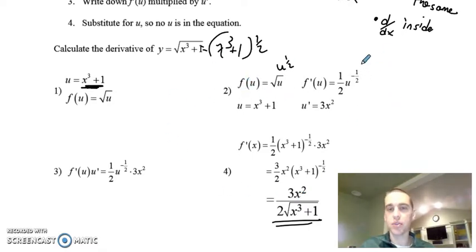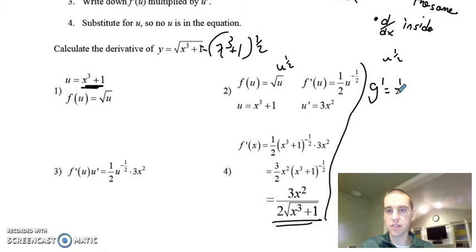Now, the way that I'm going to try to look at it is take the derivative of the outside. The outside is something to the 1/2, which we basically called u to the 1/2 here. Take the derivative of that. So the derivative of that is that raised to the negative 1/2. Keep the inside the same, the inside x cubed plus 1, multiplied by the derivative of the inside, which is 3x squared.